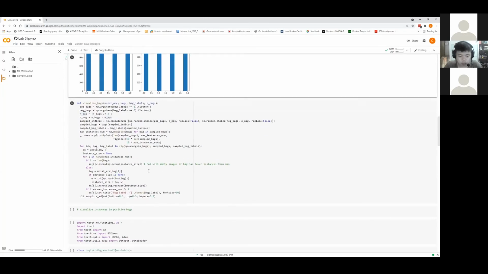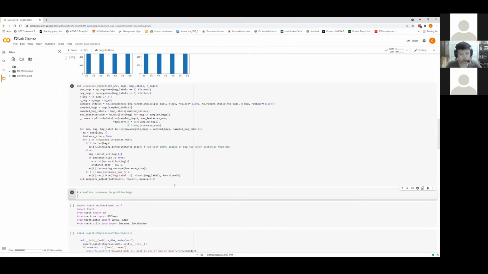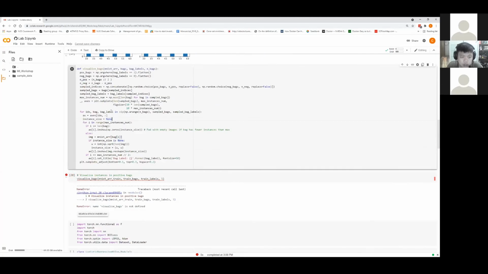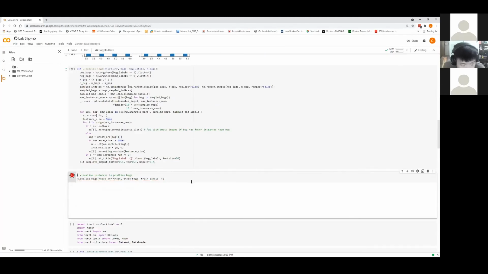Yes, and maybe in regards to that question, we can try to visualize the instances again in the positive bags. So the thing is, with the multiple instance learning problem, maybe we just visualize this, train bags, train labels, and try to visualize 5 bags at a time. You need to run this cell first. Then you can try to visualize the bags. This time, let's try to visualize just 5 bags.